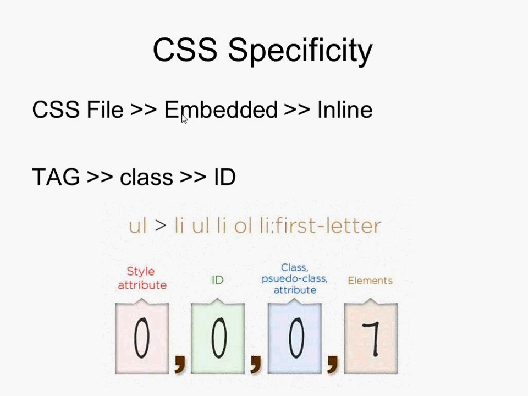So these are 2 lines basically. One line is the classification: if you define some style inside a CSS file, it is weakest. More strong is if you define it inside embedded, and more strong is if you define it in the inline attribute tag. Correct. This is one rule. The second rule is tag is the weakest, class is stronger, and ID the strongest.